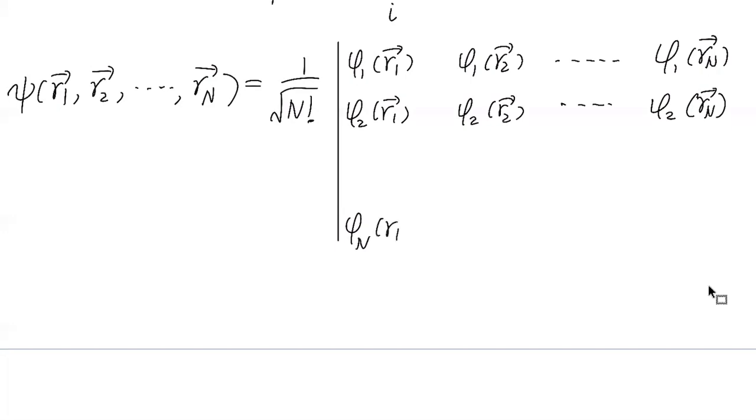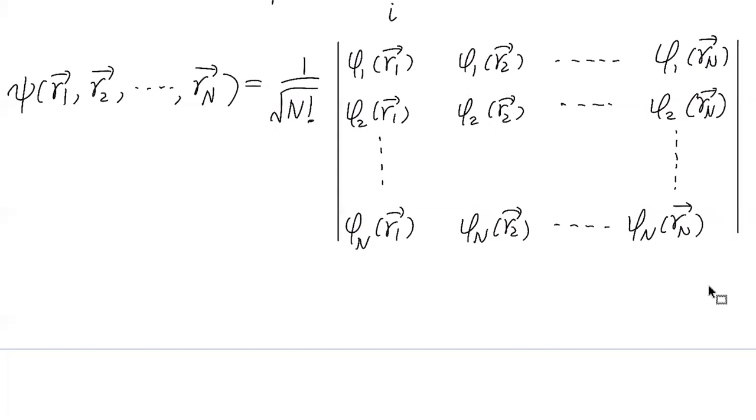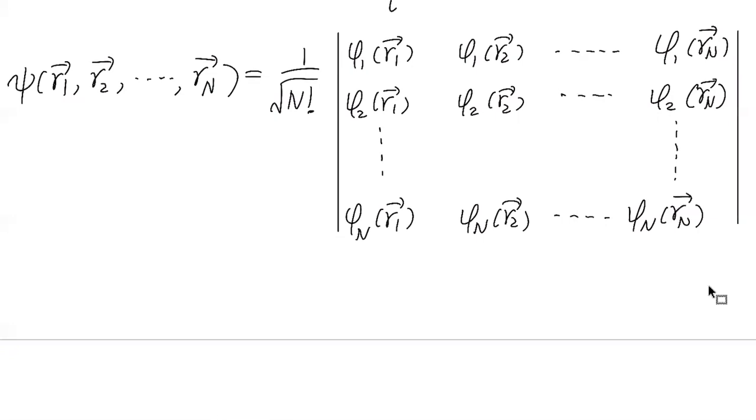And for the nth row, you have phi n as the orbital. And you put R1, R2, until Rn as the variable. So you have an n by n determinant. And he said, if you do the expansion of this determinant, this gives you the correct form for the n-body wave function. This is, of course, a linear combination of the Hartree product, right?